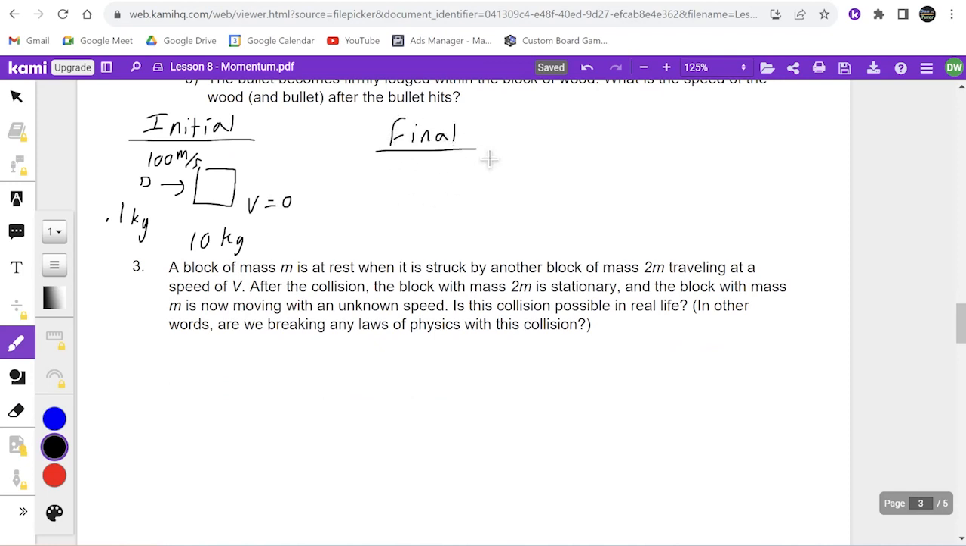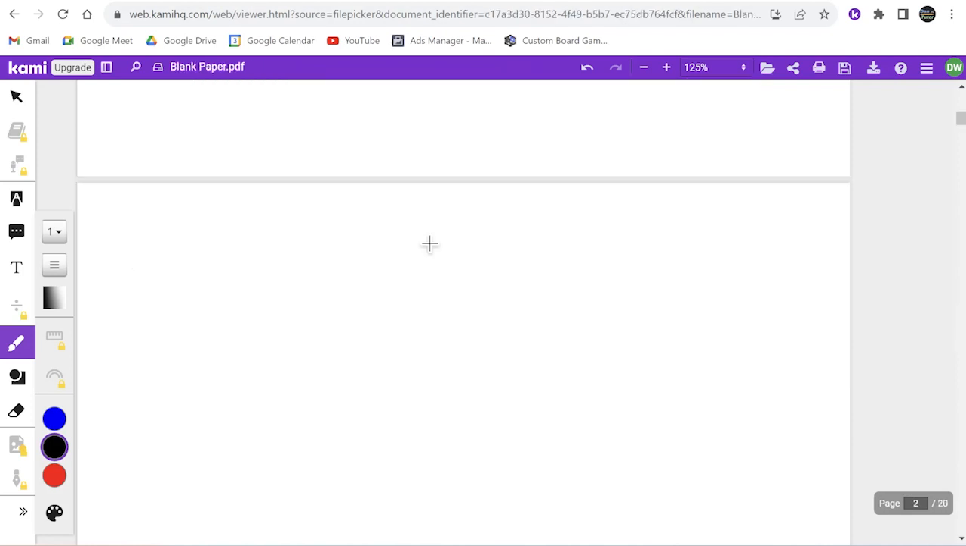And then for the final momentum, I say that the bullet is inside the wood, something like this. Now they're moving together with some unknown speed that we're going to solve for. My picture took up all this space, so now I have to do the entire thing on scratch paper. That's okay.